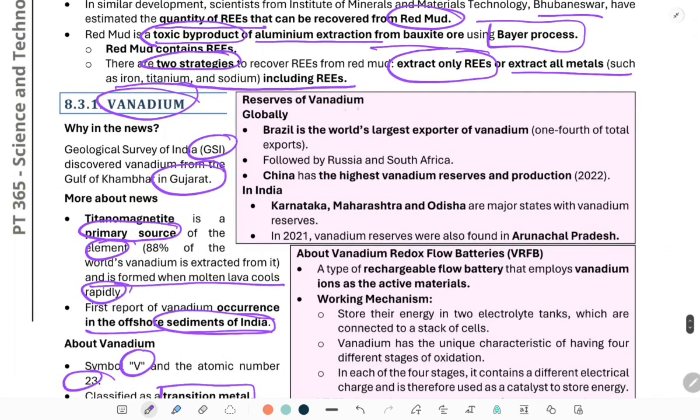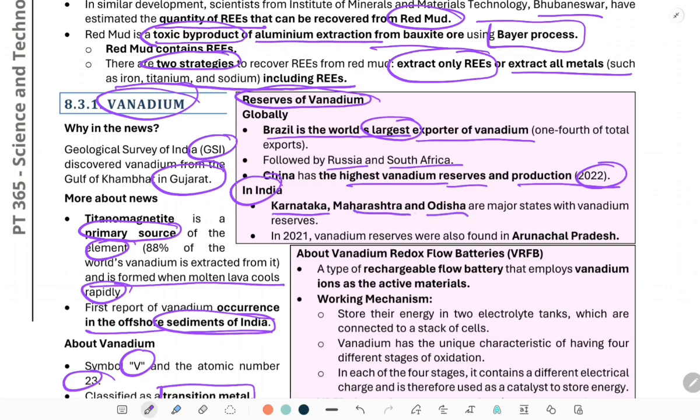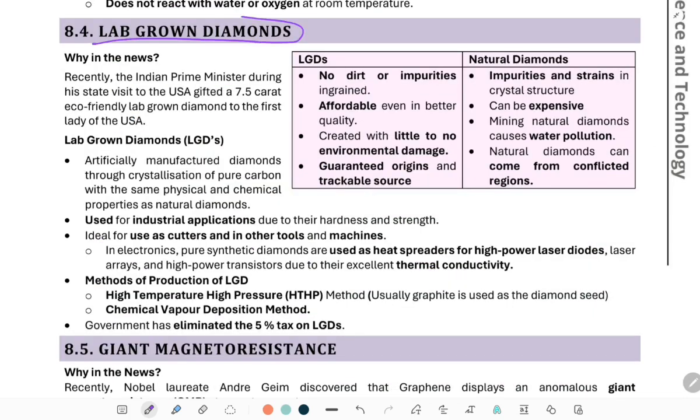See, reservoirs of vanadium globally. Brazil is the world's largest exporter of vanadium, about 1/4 of the total exports, followed by Russia and South Africa. China has the highest vanadium reserves and production, 22. In India, Karnataka, Maharashtra and Odisha are the major states with vanadium reserves. In 2021, vanadium reserves were also found in Arunachal Pradesh. A vanadium redox flow battery is a type of rechargeable flow battery that employs vanadium ions as the active materials.